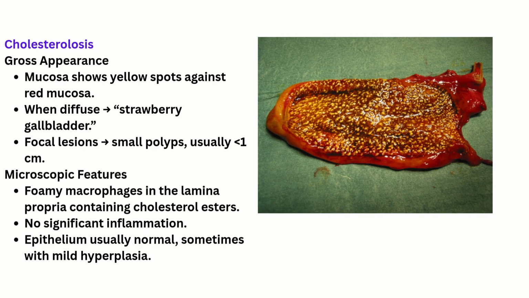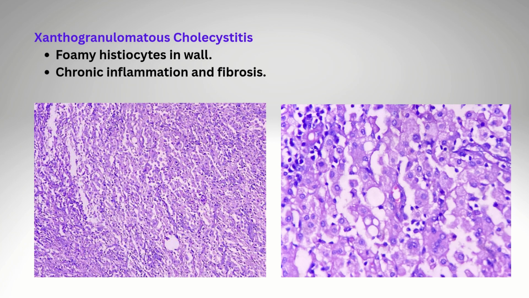Now let's talk about cholesterolosis. Cholesterolosis is a condition in which there are yellow spots in the mucosa against the red mucosa. When it is diffuse, it is known as strawberry gallbladder. Microscopically, you will find foamy macrophages in the lamina propria containing cholesterol esters, and there is no significant inflammation associated with it. This is also a commonly encountered condition.